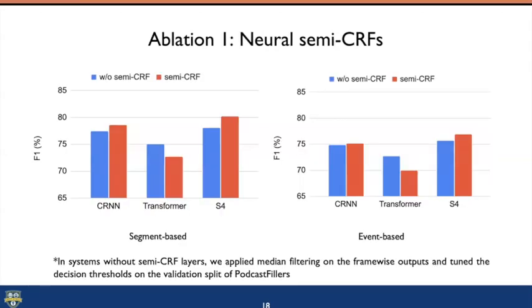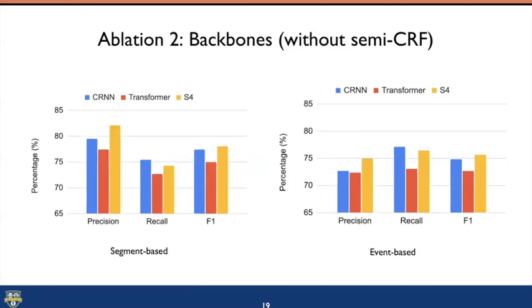In the ablation study, to see the effectiveness of the neural semi-CRF layer, we compare a system with and without the semi-CRF layer. In the systems without the semi-CRF layer, we applied post-processing using a median filter on the frame-wise output confidence and tuned the threshold on the validation split. And from both figures, we see that the semi-CRF layer can achieve some decent improvement over the system without semi-CRF, except for the transformer.